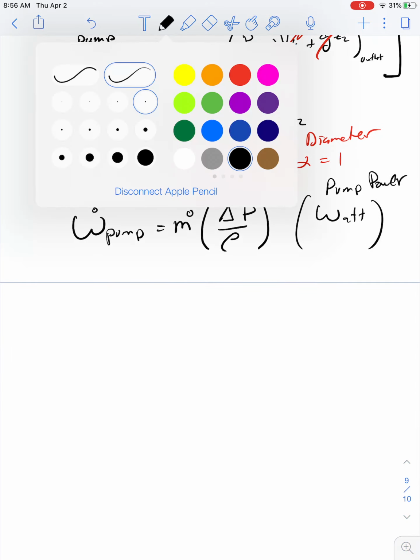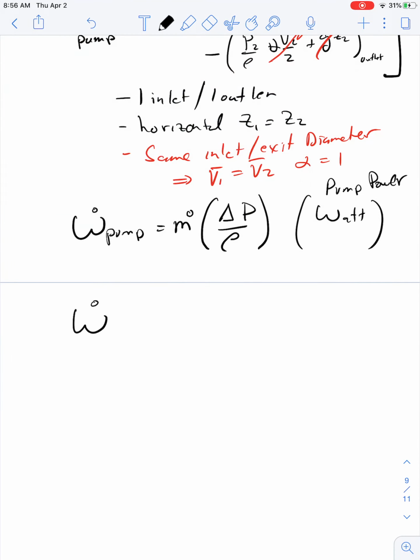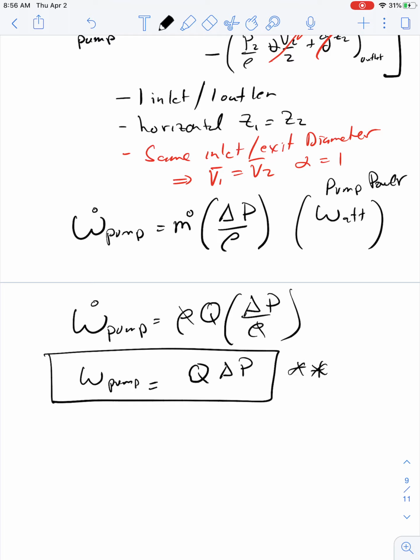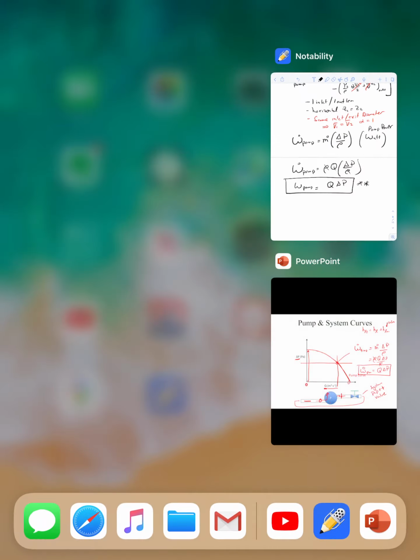Let's go ahead and resubstitute this in here. So the pump power is going to be equal to rho times Q delta P over rho, which is equal to Q times delta P. All right, so this is an important equation that you're going to want to use and remember going into the future.